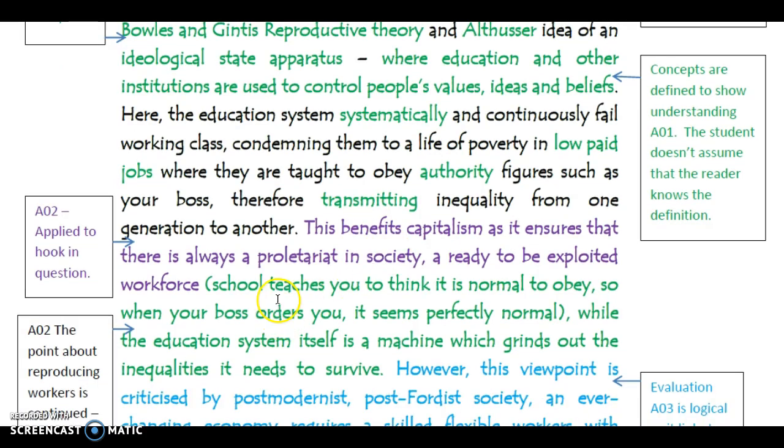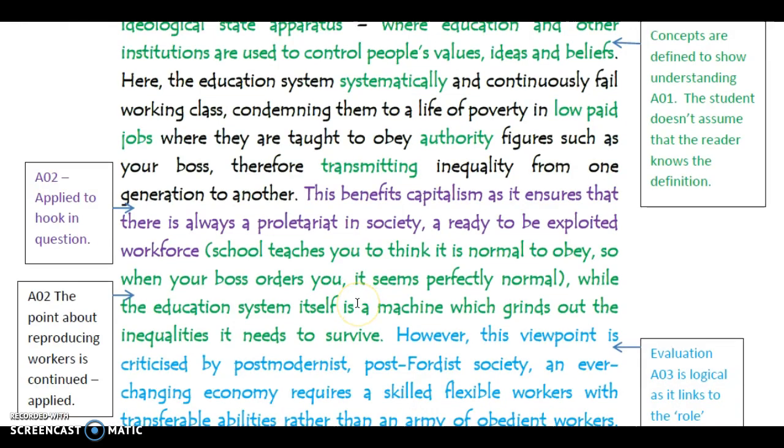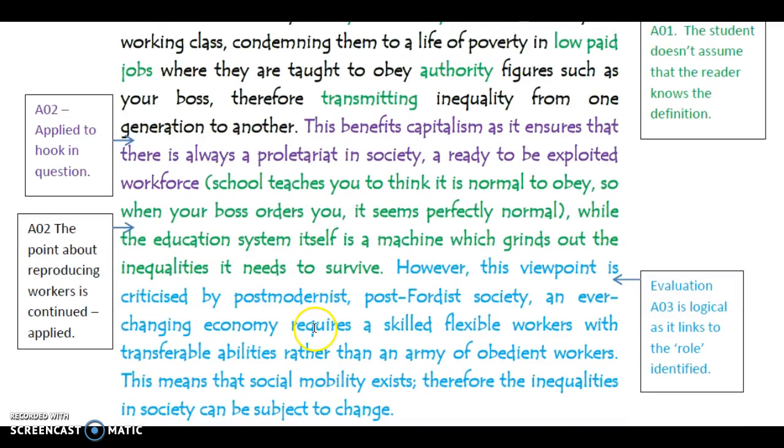And then the student attaches a little bit more knowledge to this. School is teaching you to think it is normal to obey. So when your boss orders you, it's perfectly normal. Likewise, in school, you obey your teacher. So the education is this machine that grinds out the inequality. It needs to survive, which is linking this idea about it being entrenched and unchanging. It's reproducing the workers.